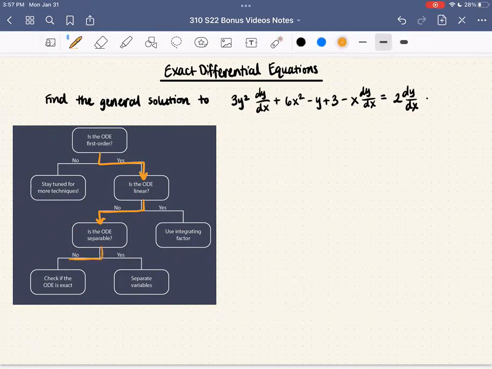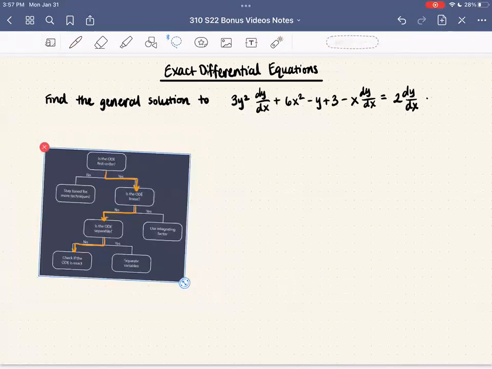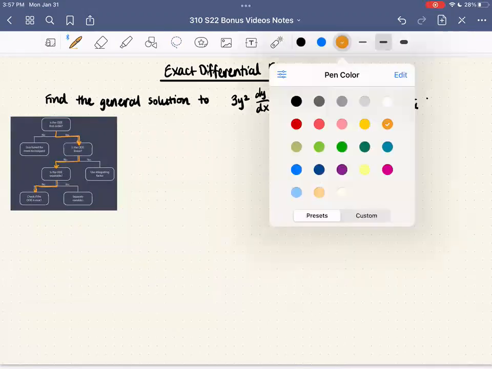So we will go down this branch and ask ourselves, is this differential equation exact? And that's the topic for this video. So let me get this out of the way. Okay. So we've decided we're going to check whether or not this function is exact. And if it is, we'll apply our techniques for solving exact equations.